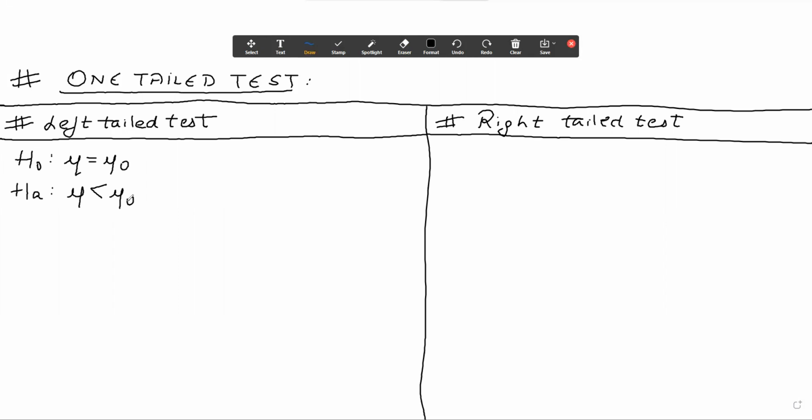Or if I put it in general, it's going to be like this. My null hypothesis is mu greater than or equal to mu 0, but my alternate hypothesis is mu less than mu 0. Actually, both are correct. You can take your null hypothesis as mu equal to mu 0 or mu greater than or equal to mu 0. Both are correct. But in my left tail test, my alternate hypothesis will be this, mu less than mu 0.